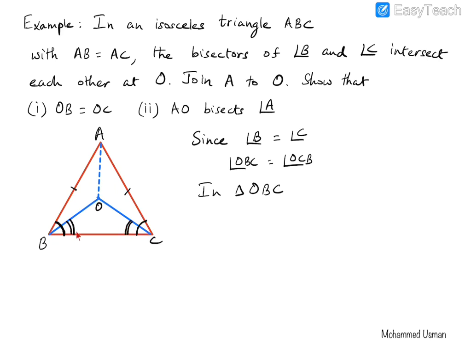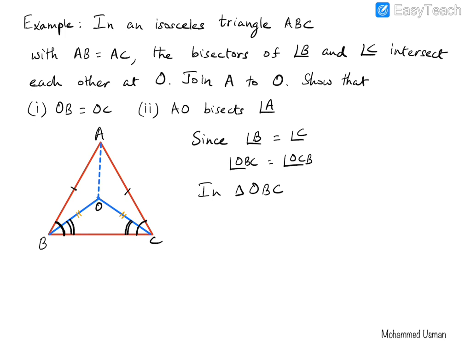In triangle OBC, two angles are equal, and we saw in theorem number 2 that if two angles in a triangle are equal, then the sides opposite to the equal angles are also equal. So that means this side is equal to this side, because OB is the side opposite to the angle shown here, and OC is the side opposite to the angle shown here. So OB is equal to OC because they are the sides opposite to the equal angles.